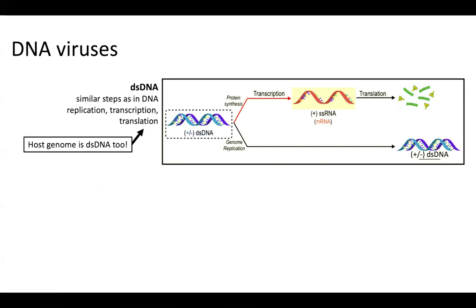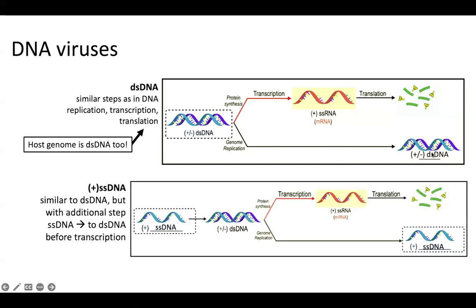DNA viruses generally rely on the host cell's RNA polymerase to transcribe the viral genes into mRNA. Once the viral mRNA is made, the host cell treats it kind of like its own messenger RNA, and it's going to translate it into viral proteins. So that's what we see here, right? The host genome is going to have double-stranded DNA, and so the viral genome can kind of just jump right in and use the same process and the same kind of equipment, the same enzymes.